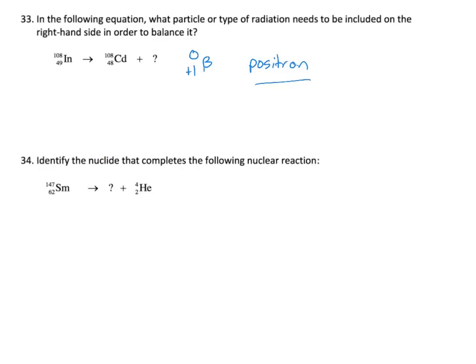Question 34, identify the nuclide that completes the following nuclear reaction. Okay, so again, we want to balance the top numbers and the bottom numbers, so whatever fits in there has to add to 4 to give you 147, which means it's going to be 143 up top. The bottom number has to be 60, so that 60 plus 2 is equal to 62 on the left-hand side. And then we find element 60 on the periodic table. And that works out to be neodymium. That's question 34.